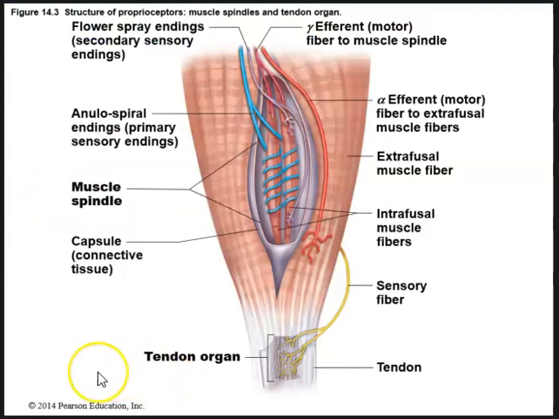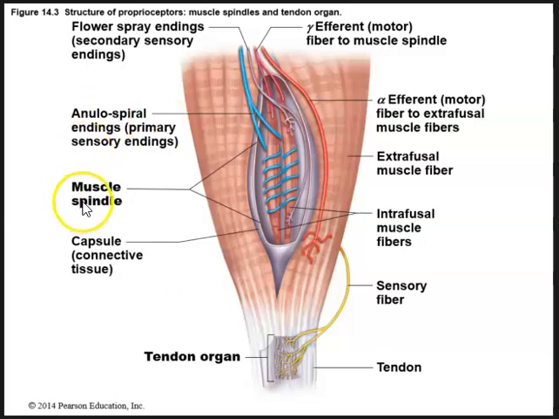So here we can see figure 14.3, the structure of our proprioceptors within the muscle spindles and tendon organ. Virtually all proprioceptors are encapsulated nerve endings that monitor stretch in the locomotor organs, the organs that move. Proprioceptors include muscle spindles, tendon organs, and joint kinesthetic receptors.